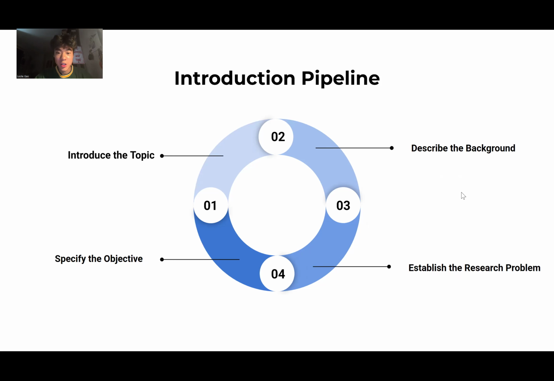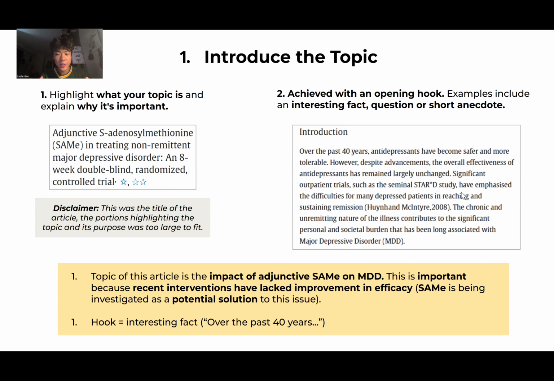The first step is to simply introduce your topic and explain why it's important. In our example, the topic is the impact of adjunctive SAMe on major depressive disorder. The authors establish its importance by explaining that although antidepressants have become safer and more tolerable, their overall effectiveness remains largely unchanged. That immediately creates a reason for this study. We have a problem that hasn't been fully solved.